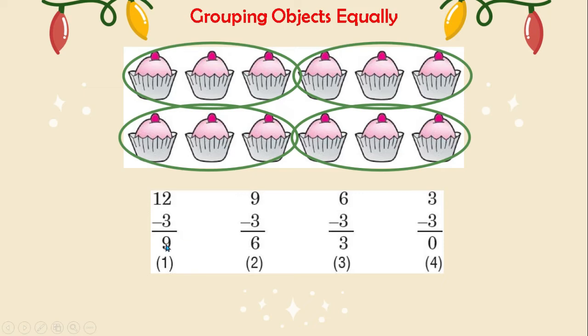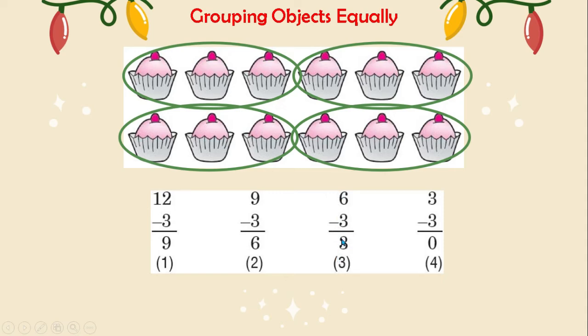Still, we have 9 cupcakes left, so we still need to deduct 3 cupcakes. And then we have 6. That's the second subtraction sentence. We still have 6 cupcakes left, so we need to deduct 3. The difference for that will be 3, and that's the third subtraction sentence.